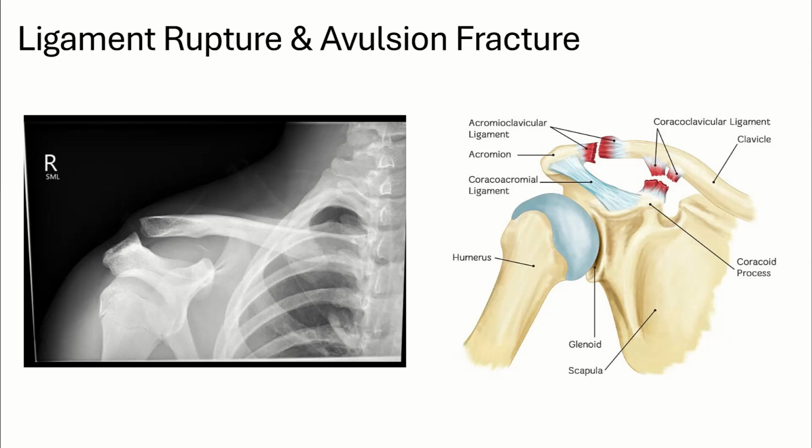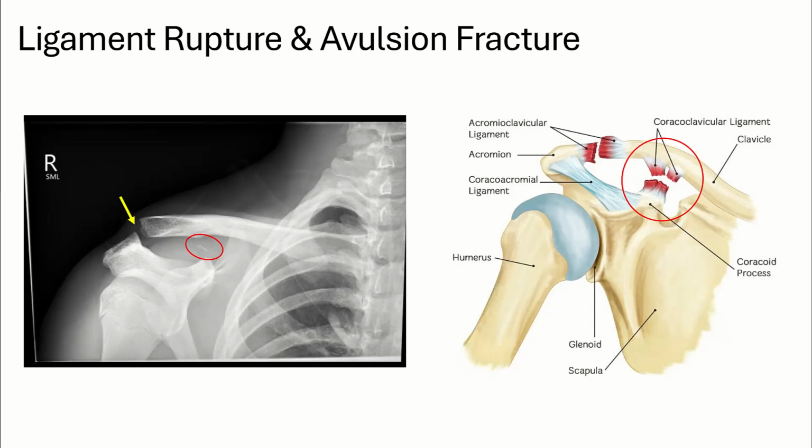On the radiograph, we can see the separation between the clavicle and the acromion of the scapula. Now look more closely above the coracoid process, and you can see a tiny bone fragment. This is an avulsion fracture where the coracoclavicular ligament tore and took some bone with it.